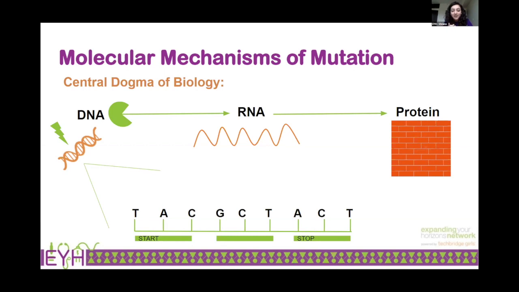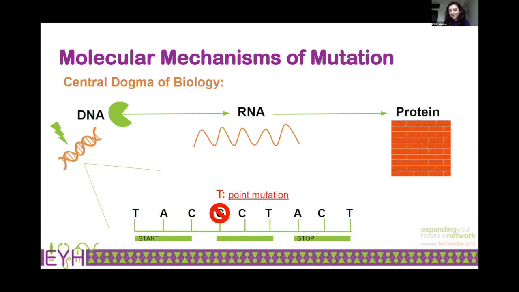So our first example of mutation is a point mutation. That is when one specific nucleic acid is replaced by another. So in this case, the start and stop codons are the same, but that middle amino acid would be changed, would be a different amino acid.